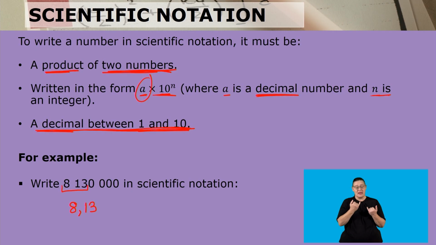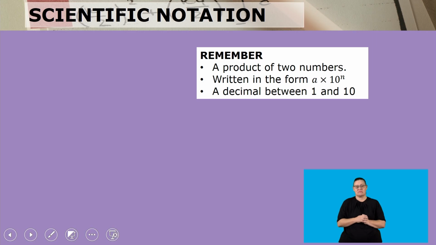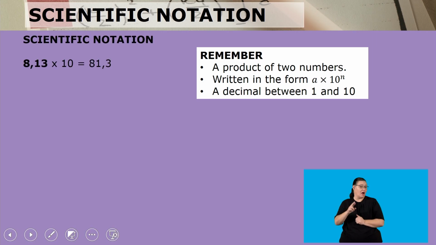Now, according to another point, it needs to be that decimal that we chose, and we are going to multiply it by a power of 10. So we are going to multiply it by a power of 10. And that 10 now needs to have a certain exponent. But let's see how we can figure out what that integer needs to be. So again, remember those 3 points. And as we have stated in the beginning, we had 8,13. So we know our decimal is going to be 8,13.